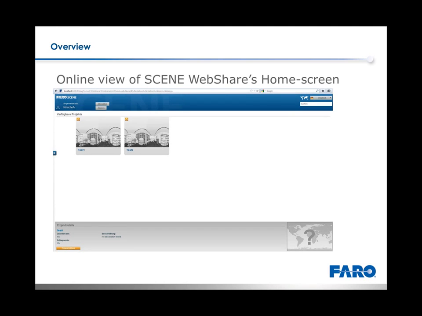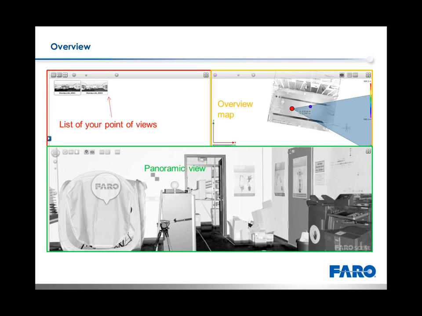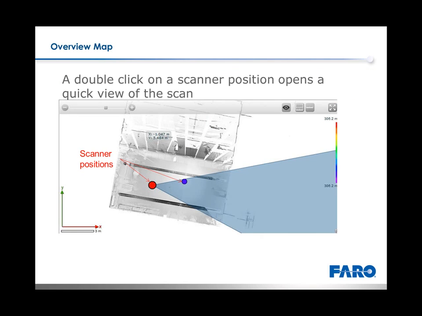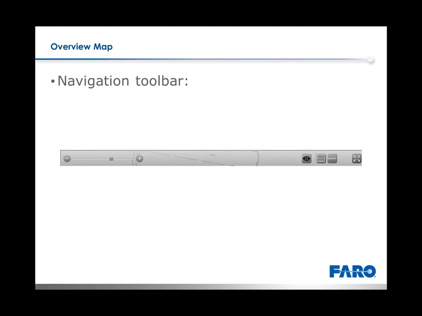Here you can see the online view of Scene WebShare's home screen. If you open a scan project, you get three different kinds of windows: the list of your scanner positions, the overview map and the panoramic view. You can open a quick view in the overview map by double-clicking on a scanner position. The navigation toolbar in the overview map has the zoom bar to zoom in and zoom out. You can hide measurements, you can make plane measurements and point-to-point measurements, and you can toggle to full screen.